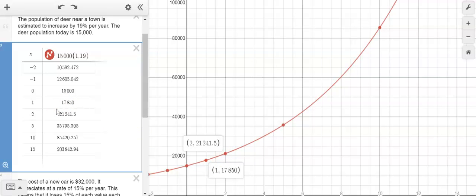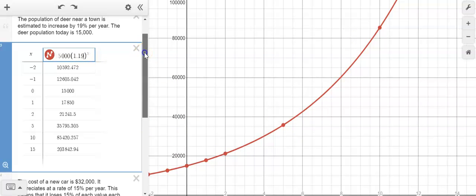And so then I can look and answer other questions like, what will be the population in year 5? What will be the population in year 10? And so on. So this is a growth example because the growth rate of 19% is added. So it becomes 1 plus r. And so since this growth factor is greater than 1, then the graph is going to increase.